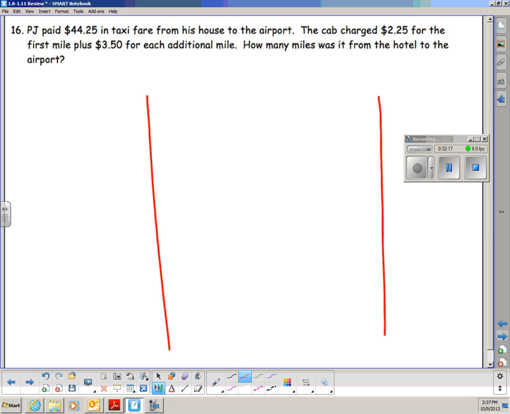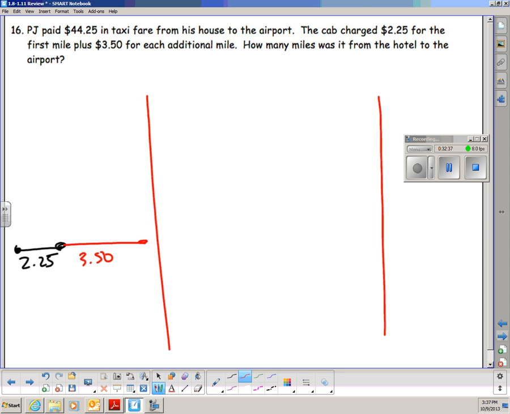PJ paid $44.25 in a taxi fare from his house to the airport. The cab charged $2.25 for the first mile, so now I'm driving. I got to pay $2.25 for that first mile, plus $3.50 for each mile. So let's think for a minute.